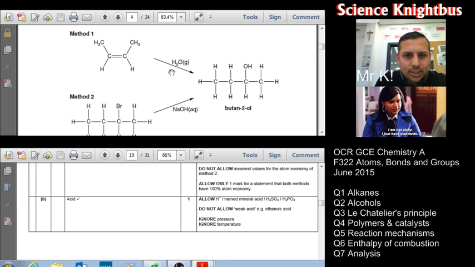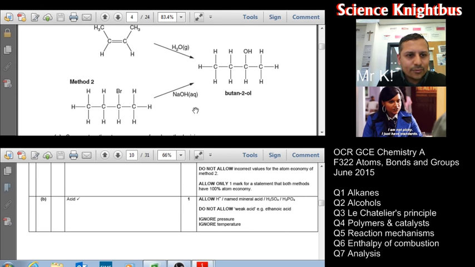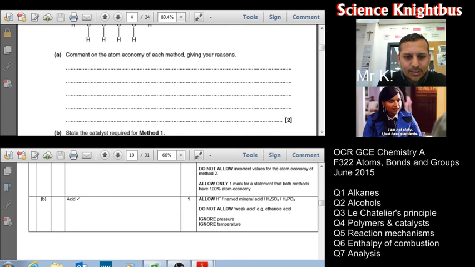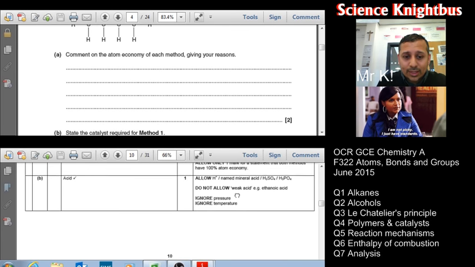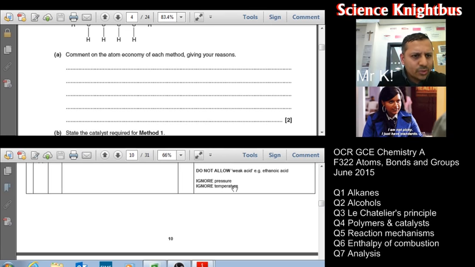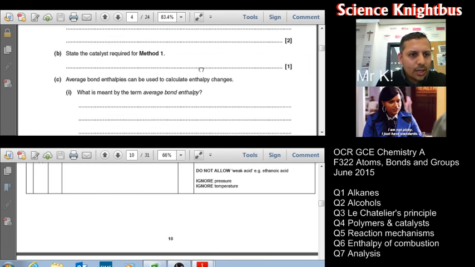So what is actually happening over here? You've got the proton, you've got a carbocation forming, and the nucleophile going in there. Definitely you would need an acid catalysis for that one. That's fine. Might come back to that one. Don't allow a weak acid. Ignore pressure, ignore temperature there. So what do the examiners actually say on that one?